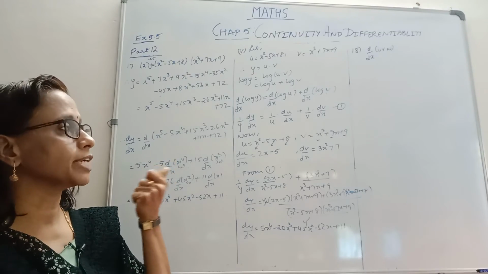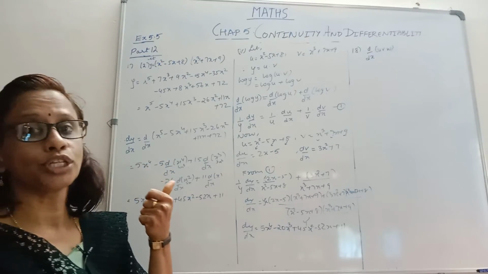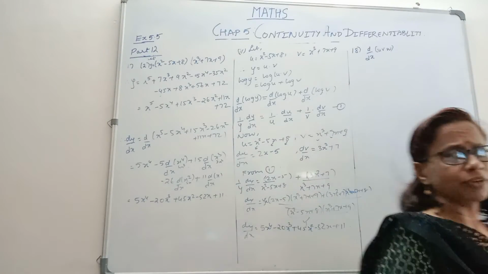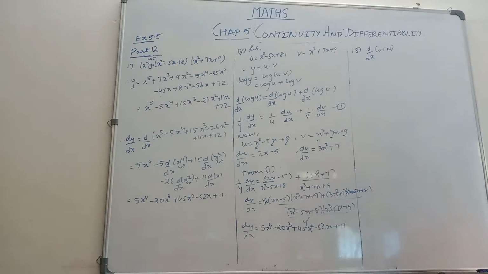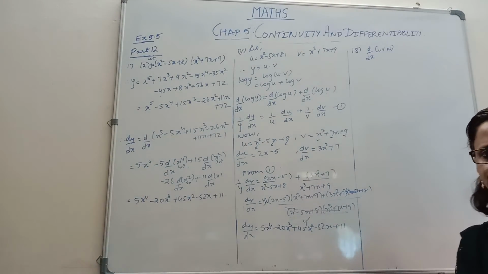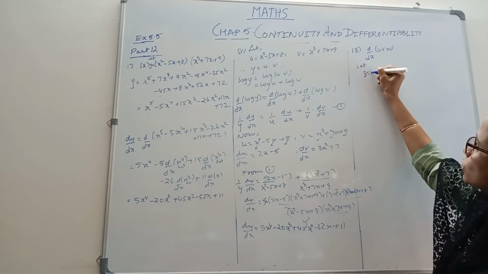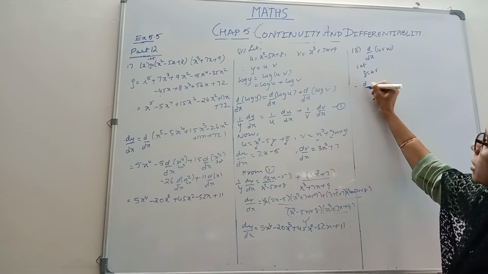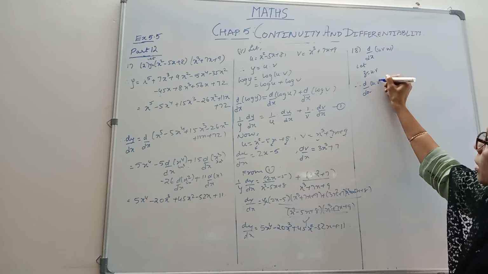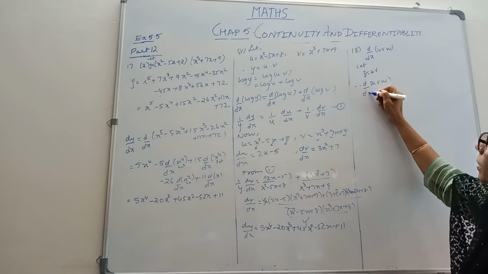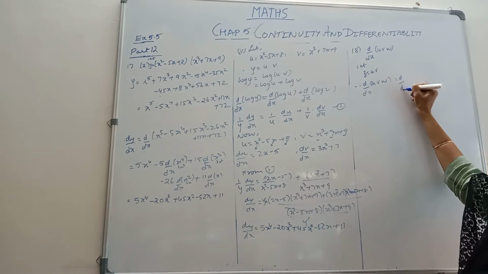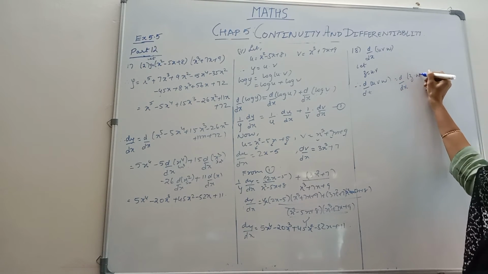Now next problem, 18th problem, you have to get d by dx of u into v into w. So no problem, we know u into v, product we know. But here now 3 terms are there. So no problem, we have to find out how it is. So for our convenience, let's call z as u into v. So what happens to d by dx of u, v, w now? It will become d by dx of z into w, right?